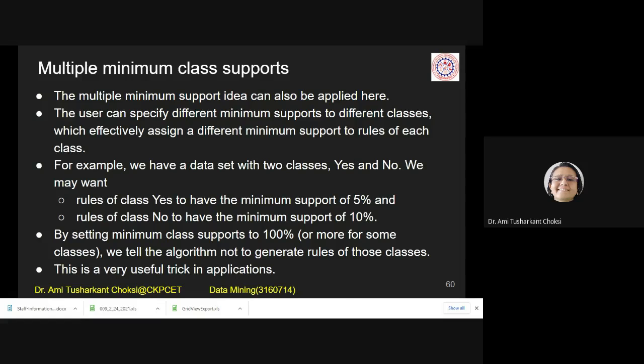By setting the minimum class support to 100%, we tell the algorithm not to generate rules for that class. I have given you the typical example of bread butter that is frequently sold, and diamond necklace that is rarely sold. So we cannot apply the same rule to all types of items. This is a very useful trick in applications, so we will give multiple minimum class supports. Fine.